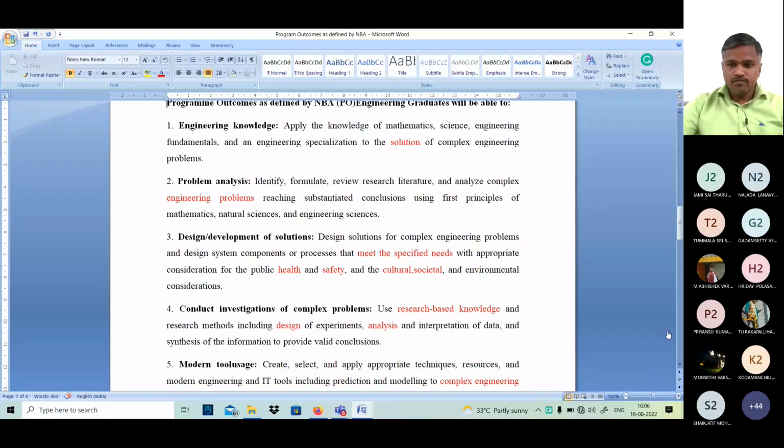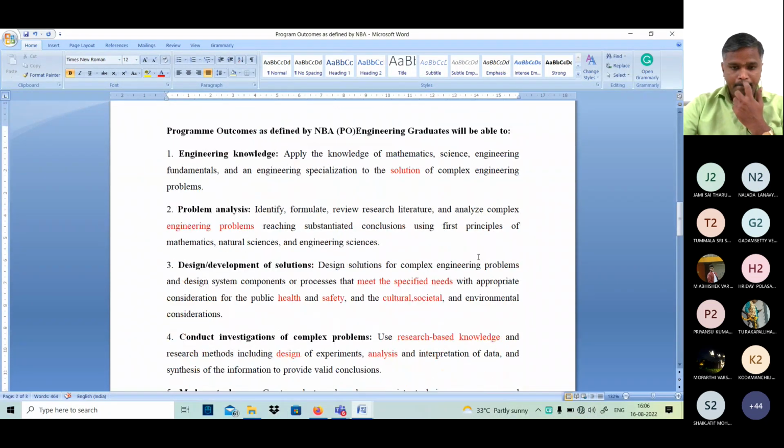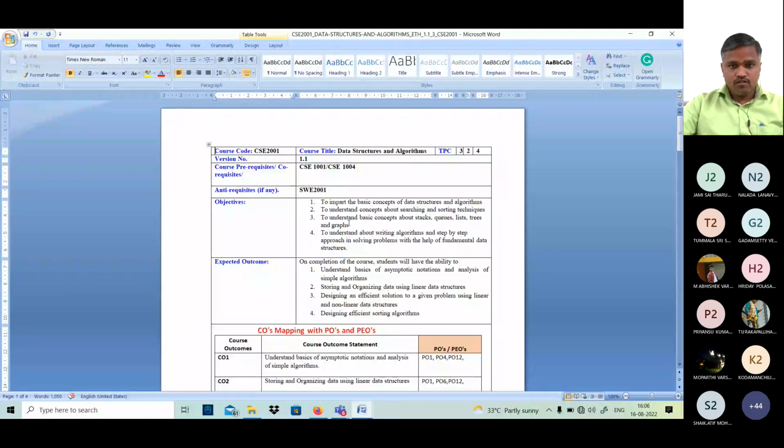Do you know what is CO? Course outcomes, sir. Yeah, very good. You see, course in the sense our subject. First of all, we should know, and program in the sense our BTech degree. Like course outcome, there is the program outcomes, BTech program outcomes. That means course outcomes in the sense, we will take first course outcomes.